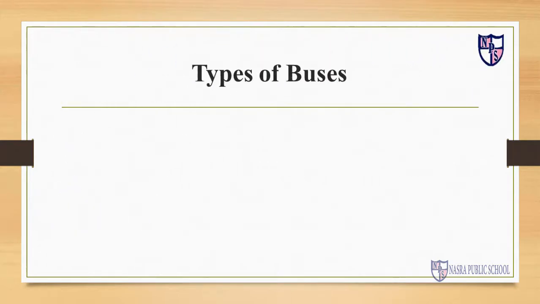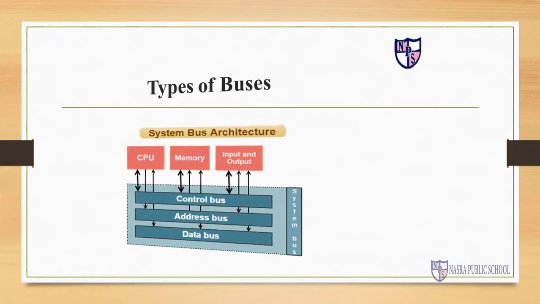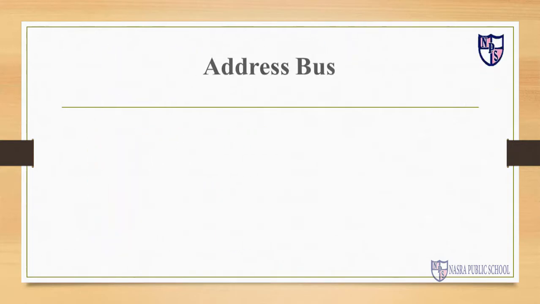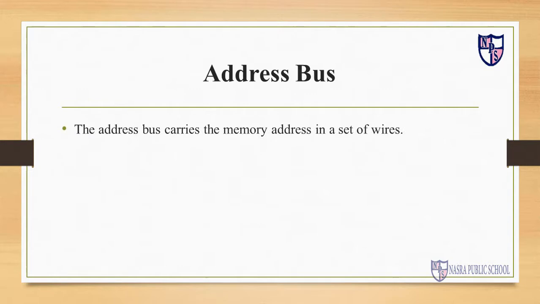Now let's discuss the types of buses. There are 3 basic types of buses, that are control bus, address bus and data bus. First one is the address bus. The address bus carries the memory address in a set of wires. It connects the CPU with the memory.